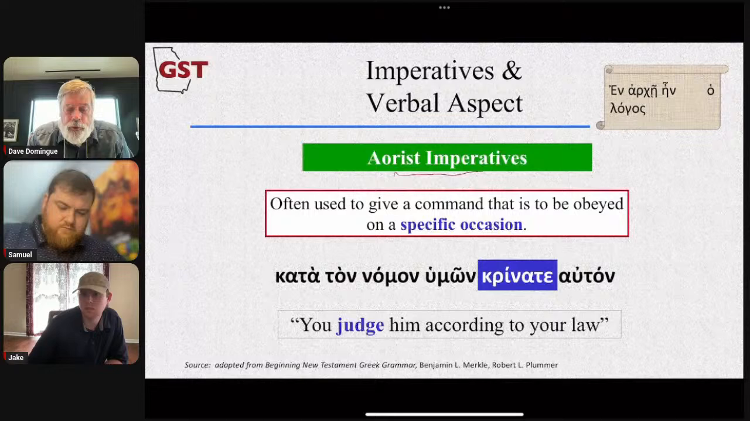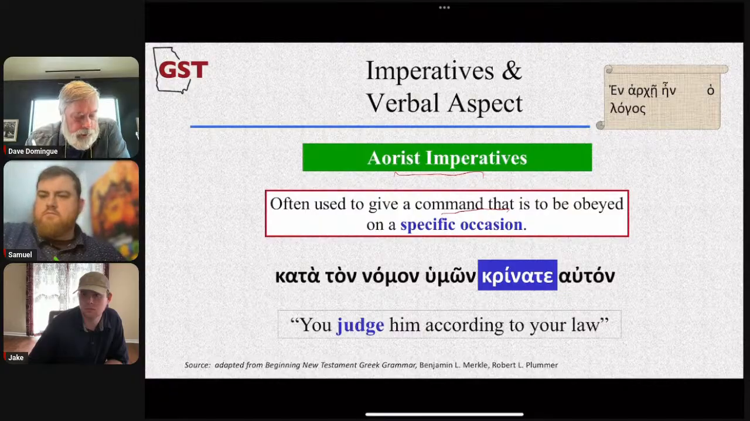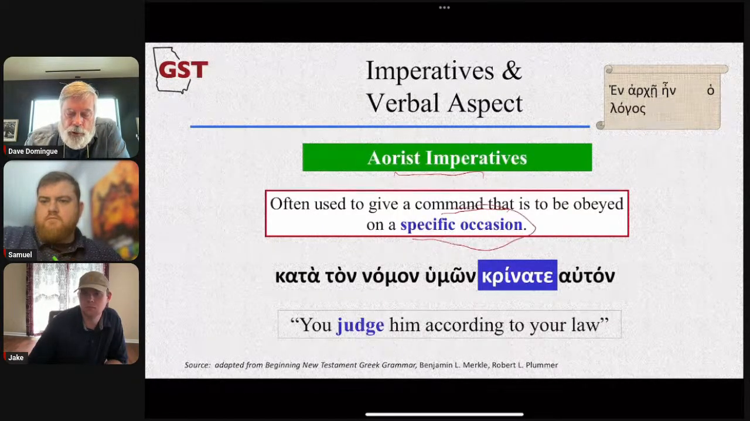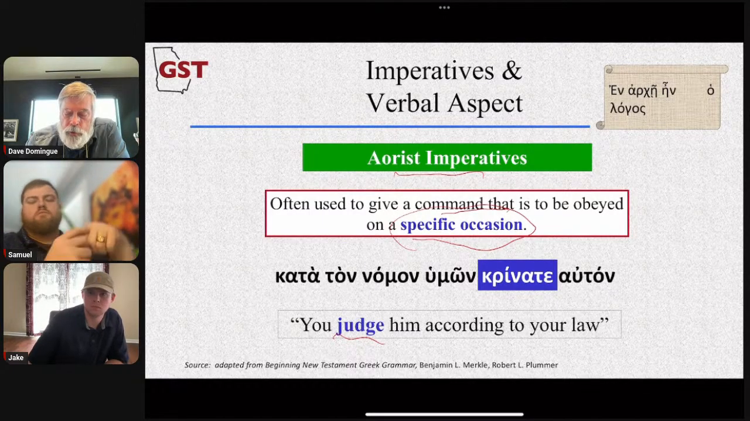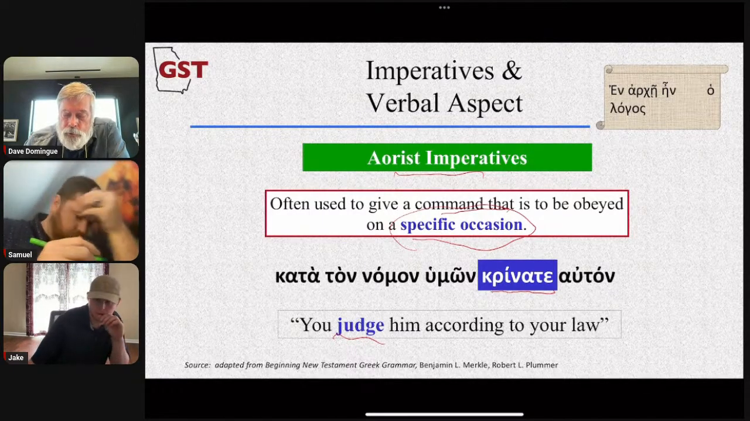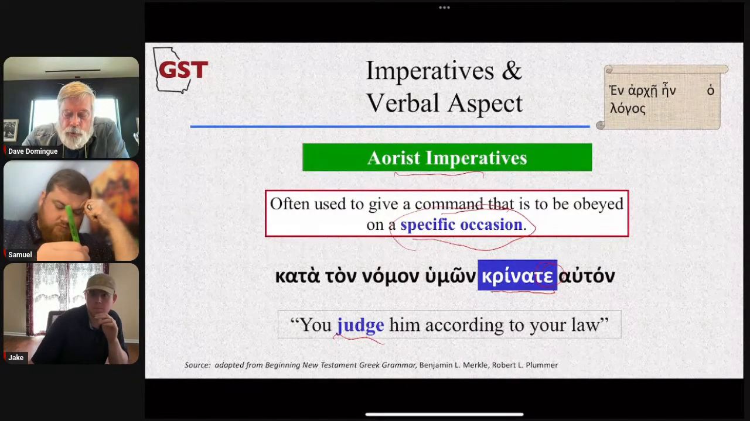For the aorist imperatives, it's often used as a command, which is what we just read in Mounce's book on page 388. Often used as a command to be obeyed for a specific occasion, right? You judge him according to your law, right? Krinate is our second person plural. You judge him according to your law.